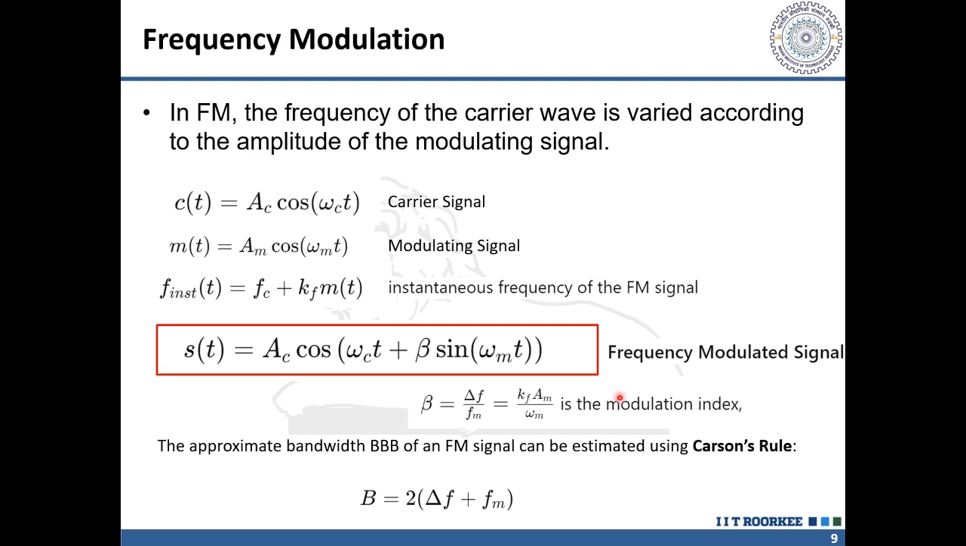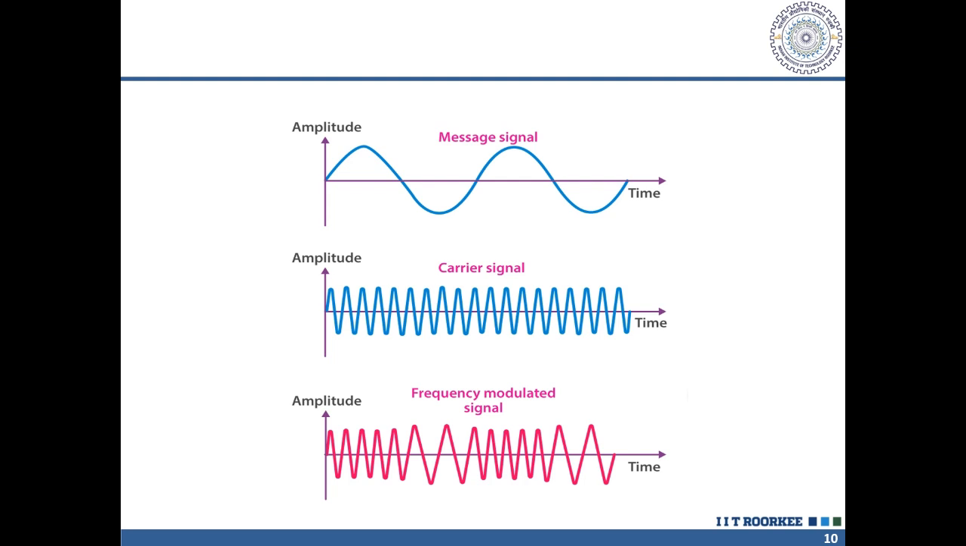As we saw, there was a modulation index in amplitude modulation also. There's the same in frequency modulation, which comes out as delta F by Fm. The approximate bandwidth can be found by the Carson rule, which tells us the bandwidth is twice of delta F plus Fm. As we can see, this is the message signal and this is the carrier signal, and when they are modulated, the output is according to both of them.